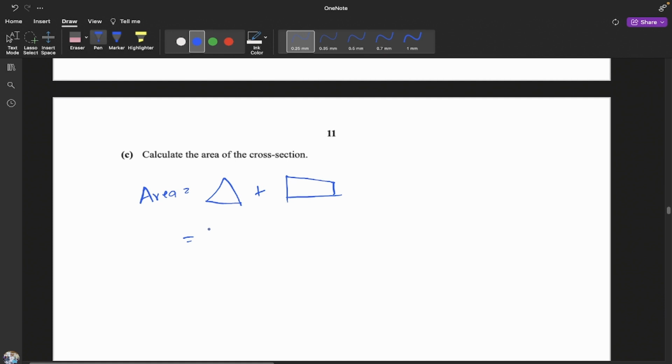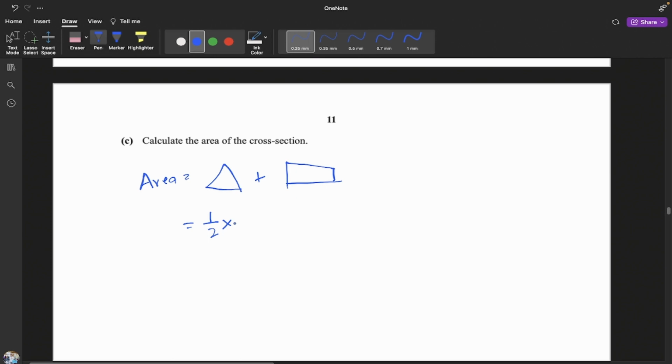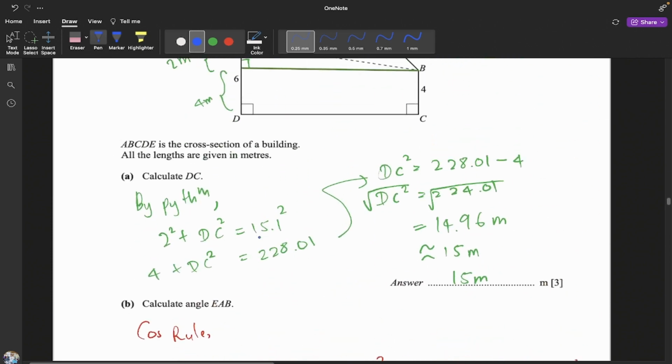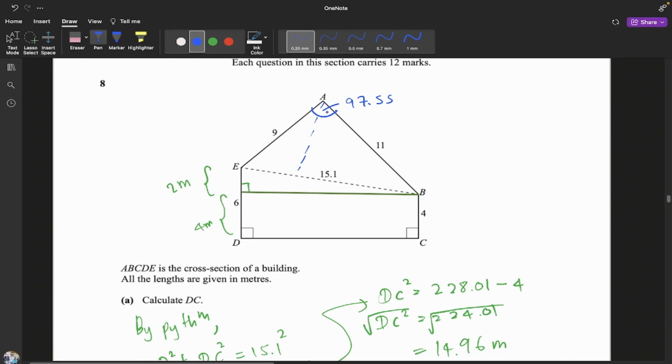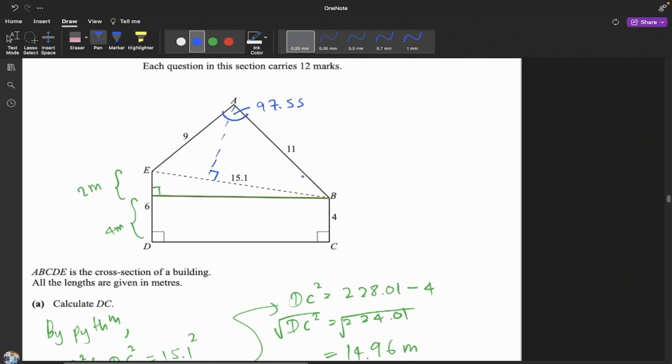For the area of the triangle, half into the base, which is 15.1, into the perpendicular height. Okay, so this is 97.5, so what will be this angle? This is the perpendicular height. I can say something like this.